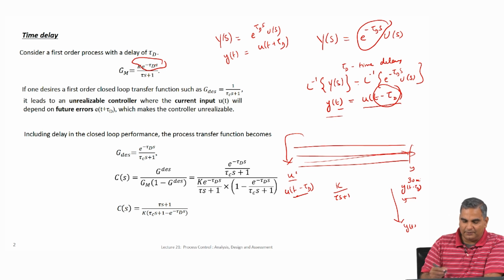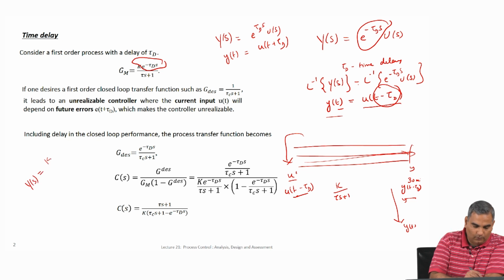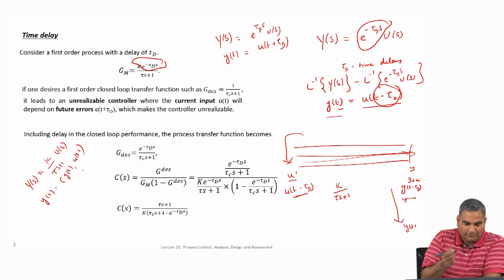There are multiple interpretations for this. For example, if you say y of s is k over tau s plus 1 times u of s, this is without time delay. This basically says y of t is going to be some convolution form between some function g of t and u of t. So, some convolution form is going to be here. Now, a layman's way to understand what impact this has is the following.